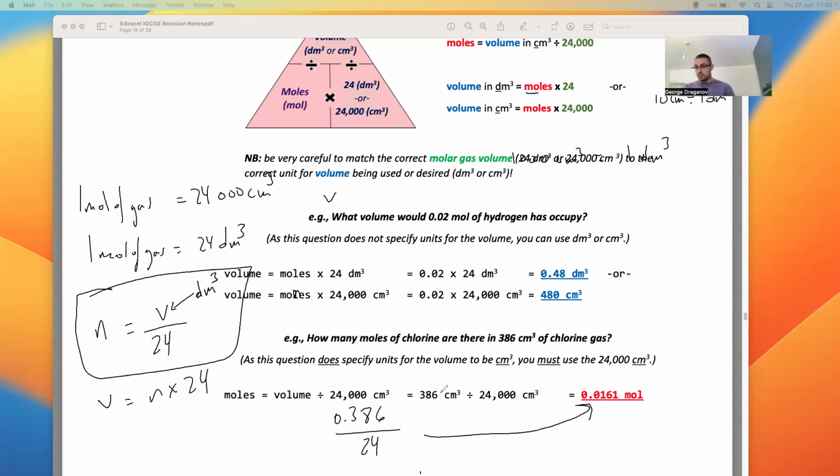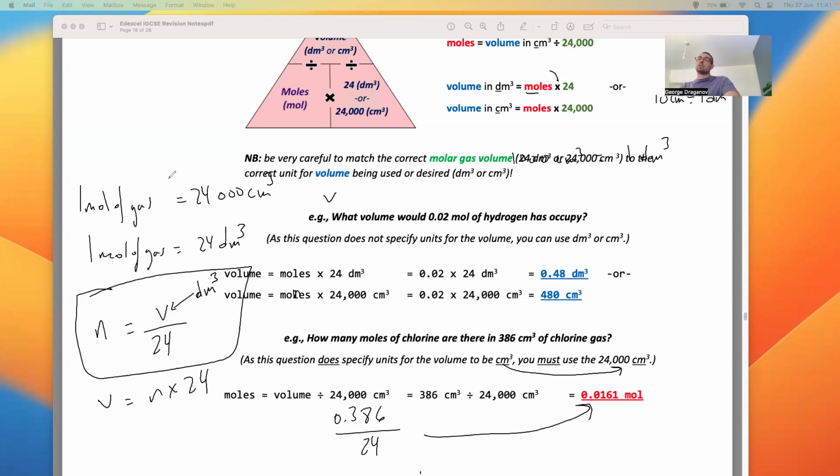They've used the alternative here, which is V over 24,000, because this was in centimeters cubed. As I said, it's the same effect. It doesn't matter if you first divide your centimeters cubed by 1,000, then by 24, or you do it in one step. Just don't mix the two up. For centimeters cubed, it's 24,000. For decimeters cubed, it's 24. That's the important thing.